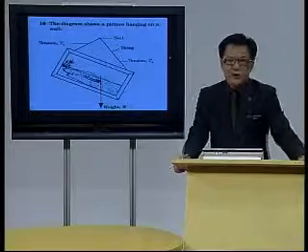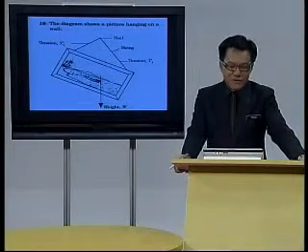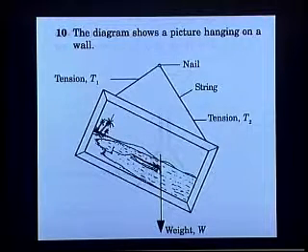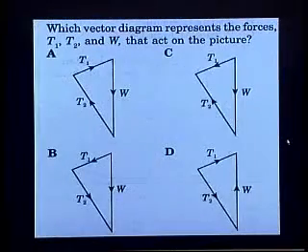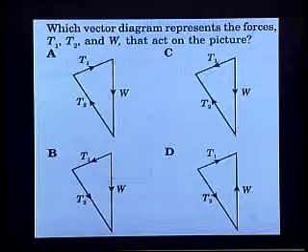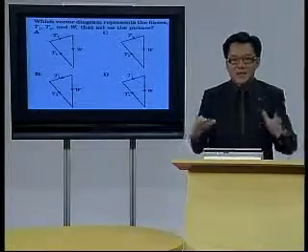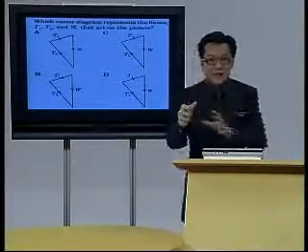Okay, let's take a look at question number 10 in front of us. The diagram shows a picture hanging on a wall. A very nice diagram. I wish my photograph is there. Which vector diagram represents the forces T1, T2 and W that act on the picture? Now, basically, this whole question has to do with forces in equilibrium.